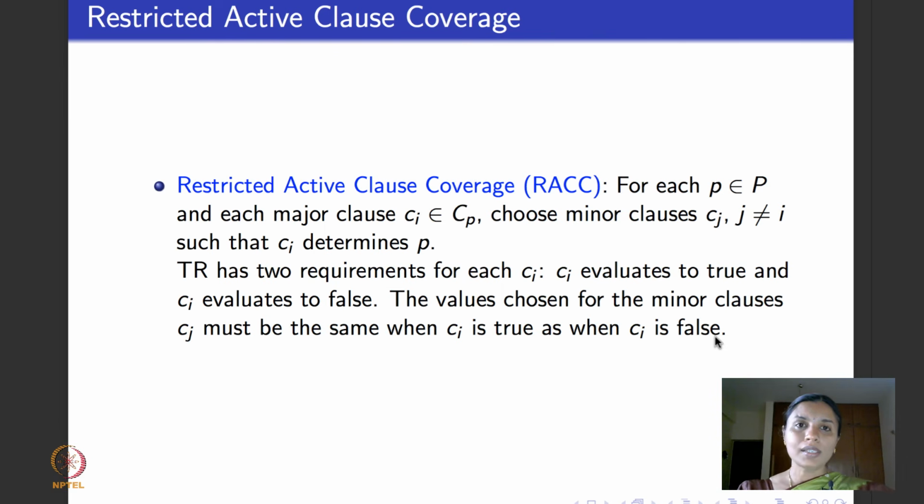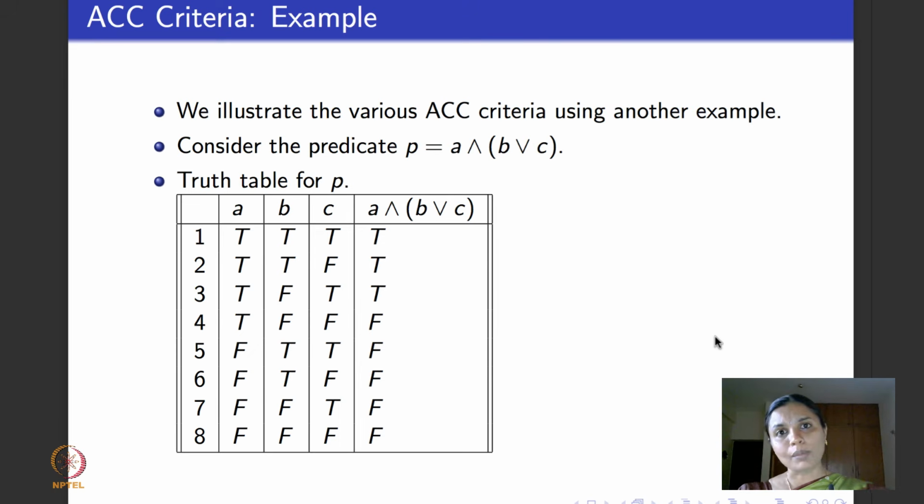So since this is a little complicated, I'll take another example and explain active clause coverage criteria with reference to this example to help you understand it well. So here is the second example. Consider this predicate, read it as P equals A and B or C.